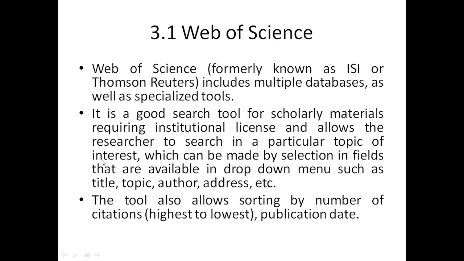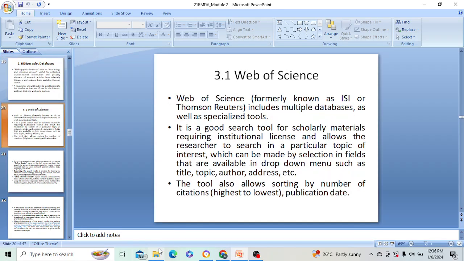For example, with the title you can search many articles. In Google Scholar, only title, author and keywords are available, but here you can search with the address, author, topic, title, everything. The tool also allows sorting by number of citations, highest to lowest, publication date, all those things are available.